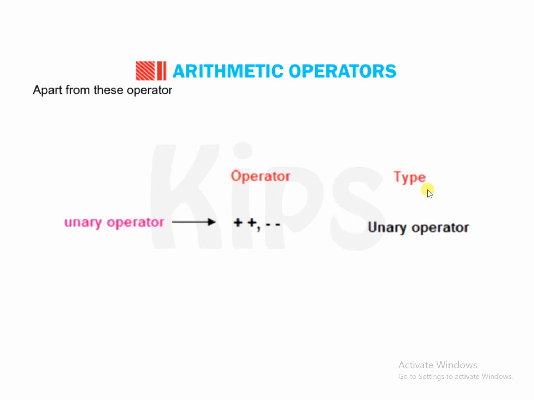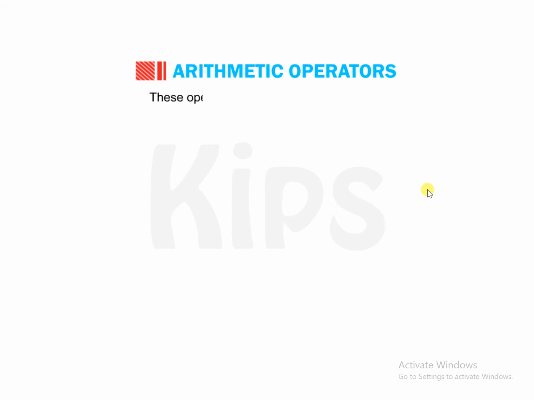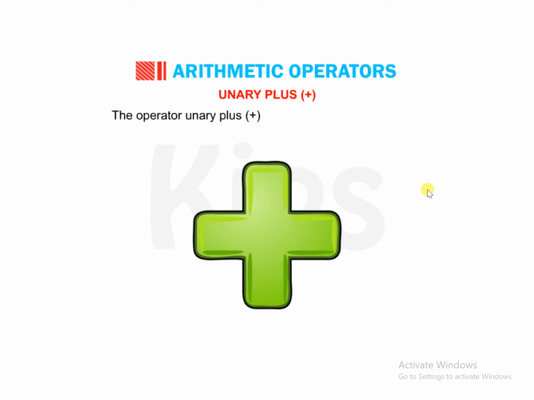Apart from these operators, Java provides two unary arithmetic operators that work on a single operand. These operators are further categorized as unary plus. The operator unary plus is written before the operand. This operator results in the same value of the variable.